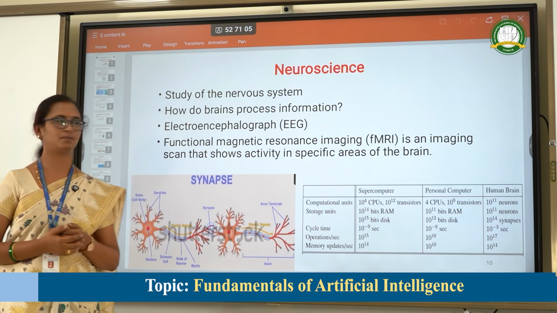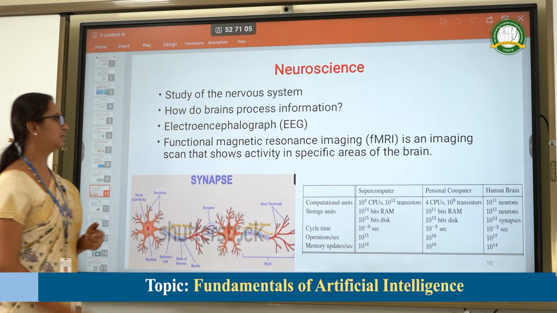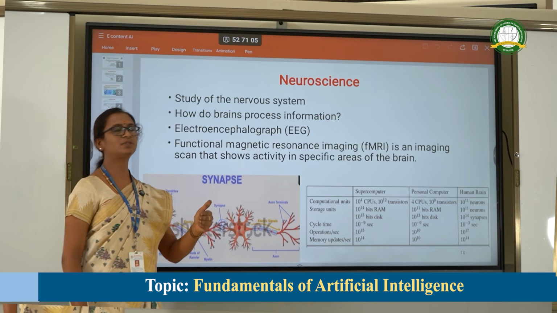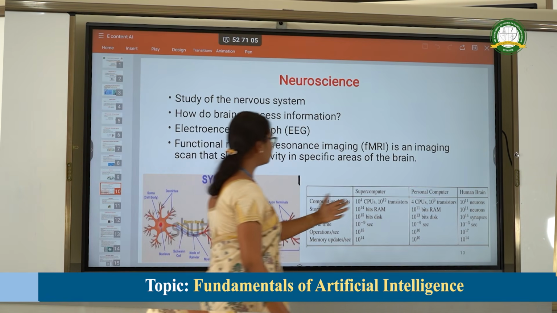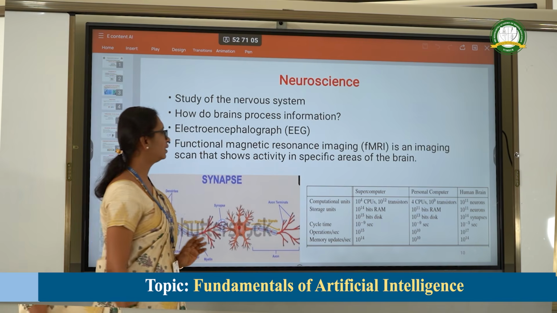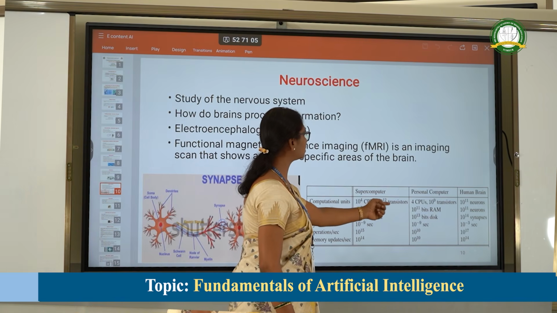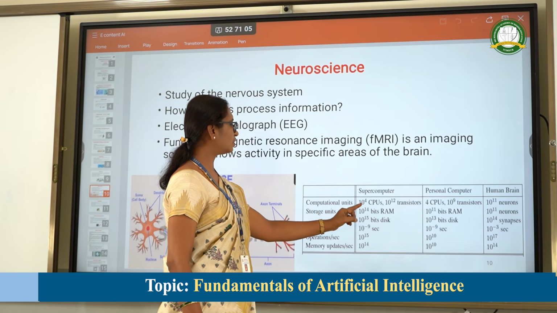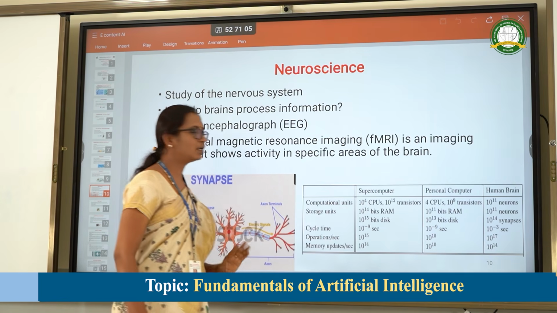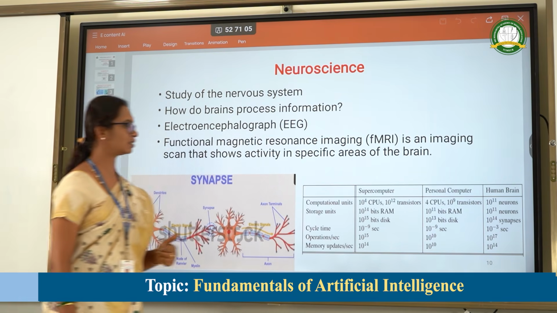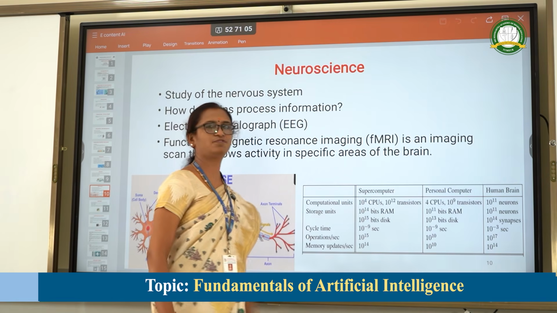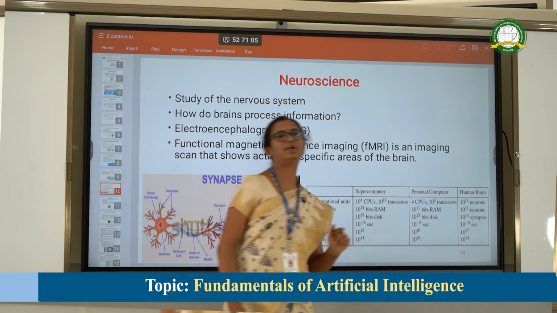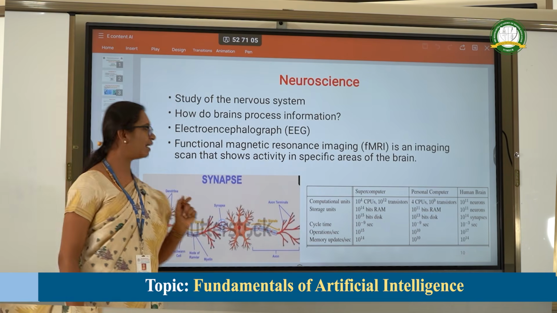Similarly, studying the nervous system helps in knowing how an individual behaved in a specific manner. Comparing the computational capability of a supercomputer, a regular computer and our brain, we have certain data available here. The computational units required by a supercomputer, personal computer, and human brain: for a supercomputer, the computational units are 10 to the power of some number of CPUs and it requires 10 to the power of 12 transistors. Similarly, a personal computer has a maximum of 4 CPUs and 10 to the power of 9 transistors. Similarly, the human brain computes using 10 to the power of 11 neurons.